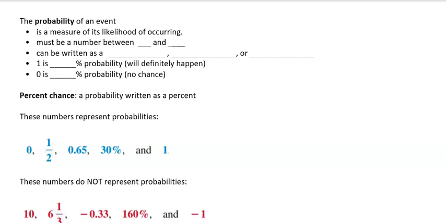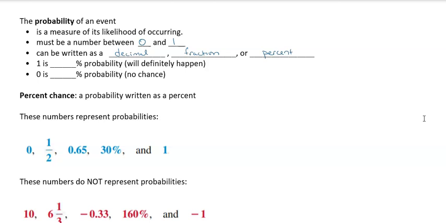The probability of an event is a measure of the likelihood of it occurring. It must be a number between what and what, do you think? It needs to be a number between 0 and 1. This can be written as a decimal, it can be written as a fraction, and it can also be written as a percent. Remember, a decimal can turn into a percent by moving the decimal place over 2 places to the right, or multiplying times 100.